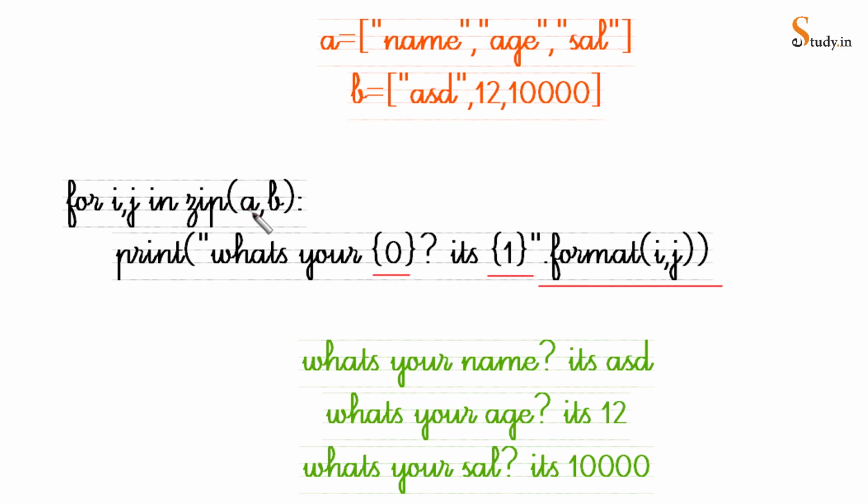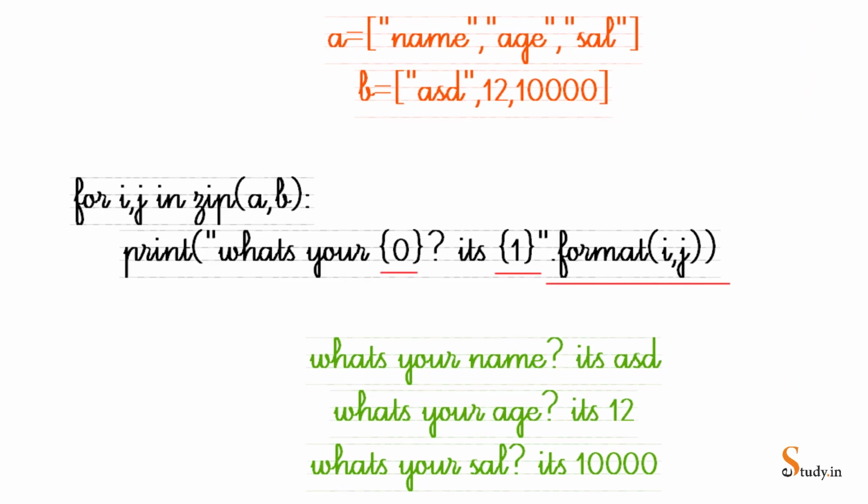So you see, the first value, when it loops through this and you zip it, is a and b. So we'll have name, and in j we'll have ASD. So here, what's your 0, it will print what's your name and it's ASD, and similarly, what's your age, it will print 1, that means this second value 12, and so on. Okay, so let's try this example.